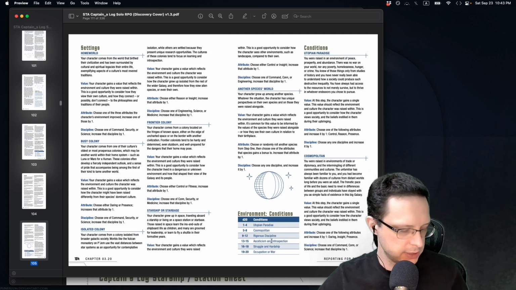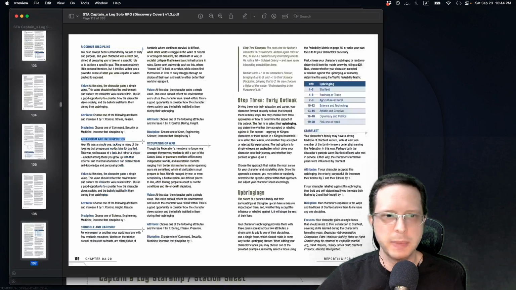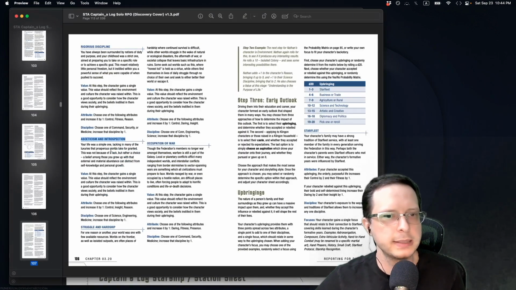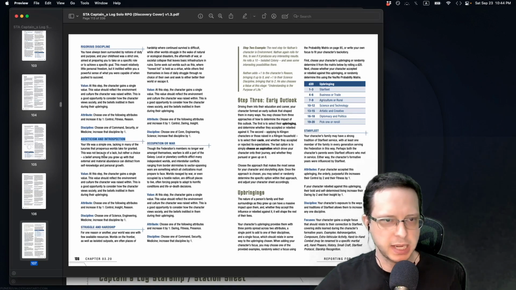So I'm going to roll a d20. I rolled a 14, which means asceticism and introspection. So we had asceticism and introspection. Over here in the book, it says, your life was a simple one, lacking in many of the luxuries that a prosperous world would take for granted.